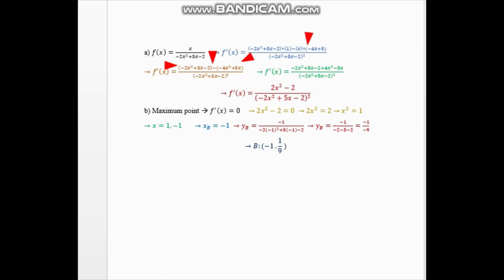Now the third step involves simplifying the orange expression a little bit to reach the green expression right there. All I did here was I distributed the negative sign over the second bracket, getting positive 4x squared minus 5x. And the final expression is obtained by simplifying the numerator of the green expression, and you get 2x squared minus 2 over the squared bracket in the denominator. And this looks exactly the same as the required.